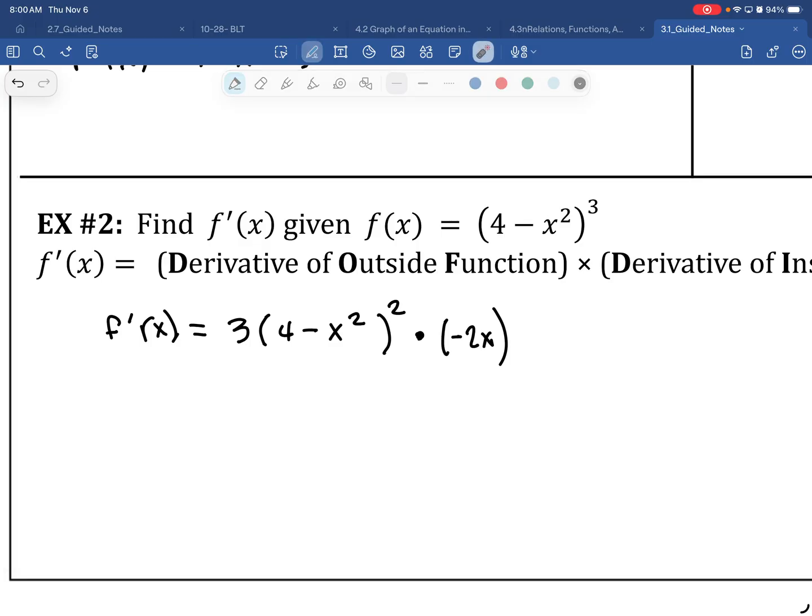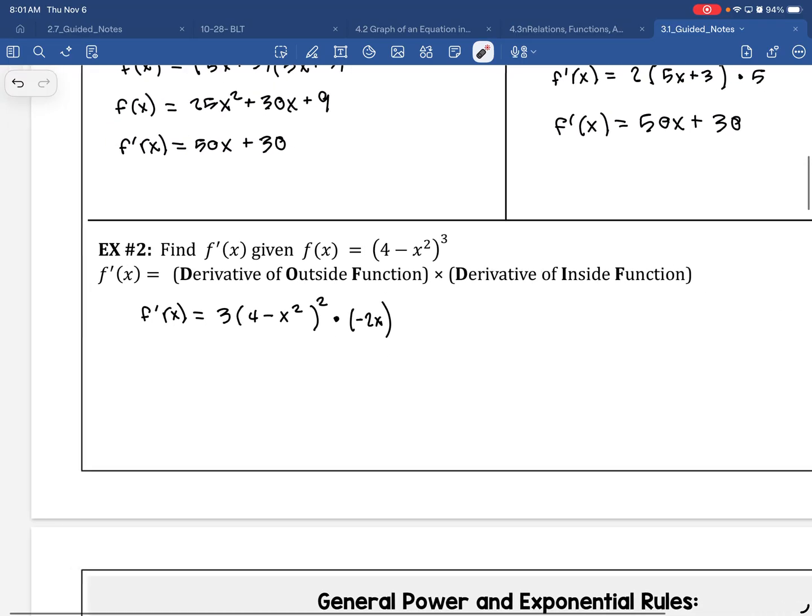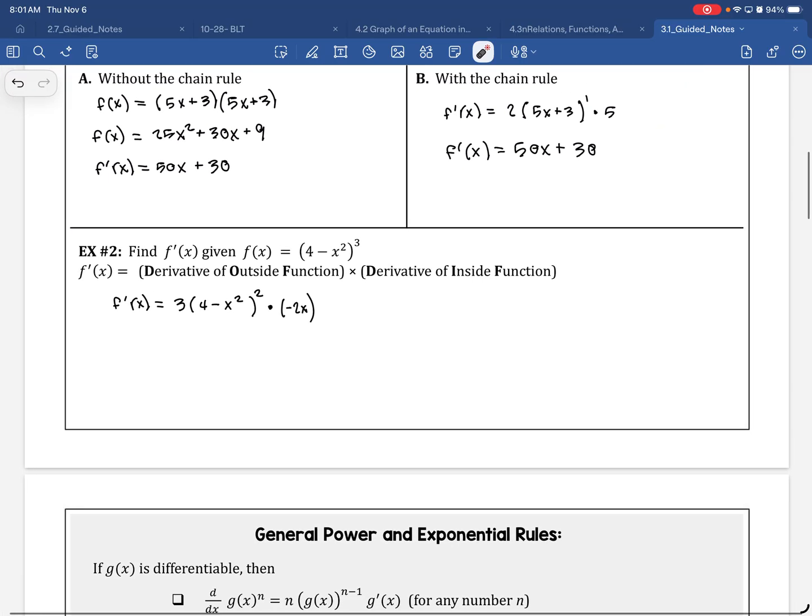Before today, you couldn't do the derivative of this without an extreme amount of work. You would have to multiply out (4 minus x) cubed 3 times. That's a lot of distributive property, and then do a whole lot of power rules. Chain rule helps with that.